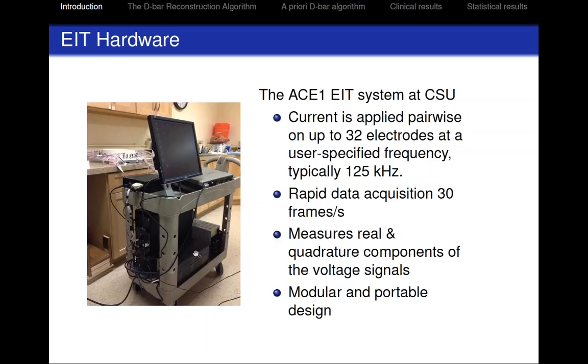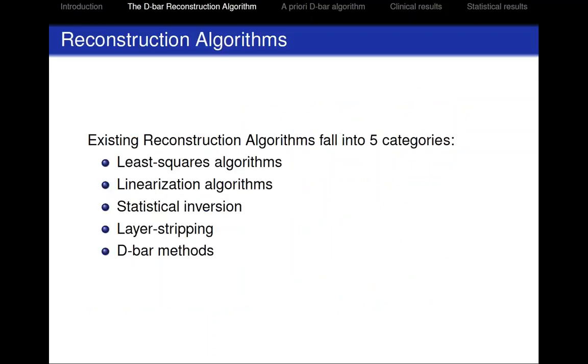update or fix anything. ACE1 stands for active complex electrode. There are little chips next to each electrode that measure the current that's actually getting applied on each electrode. So if there's stray capacitance or loss along these cables, we have an accurate measurement at the electrode of the actual current being applied. Okay, so now reconstruction algorithms.